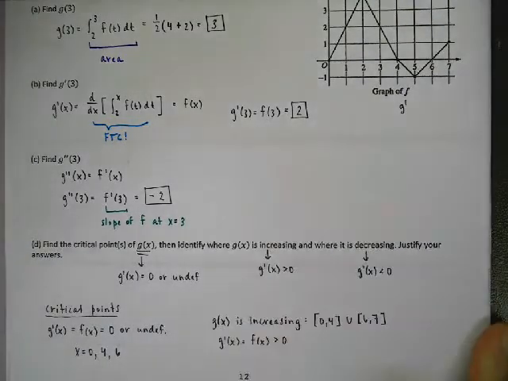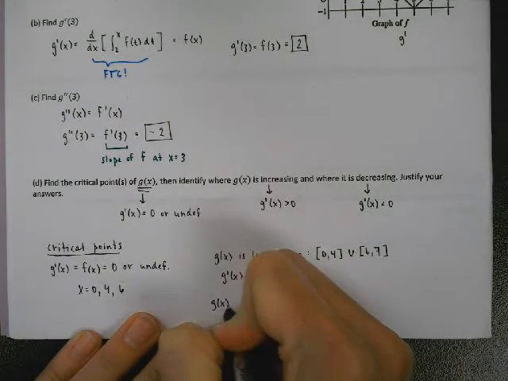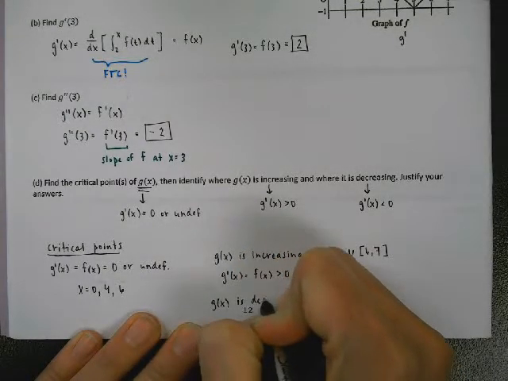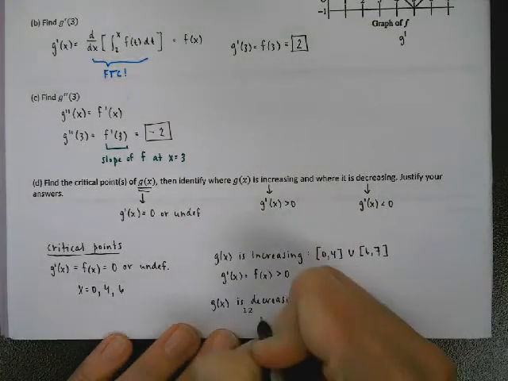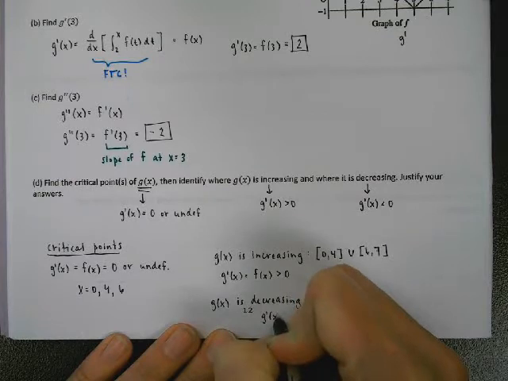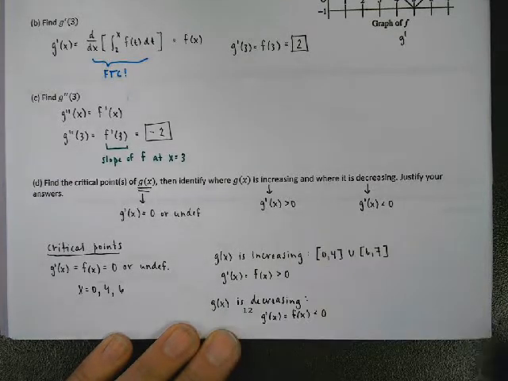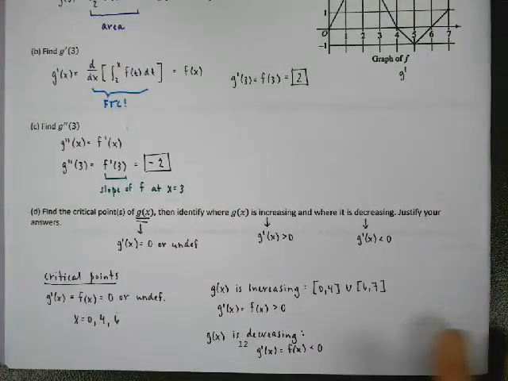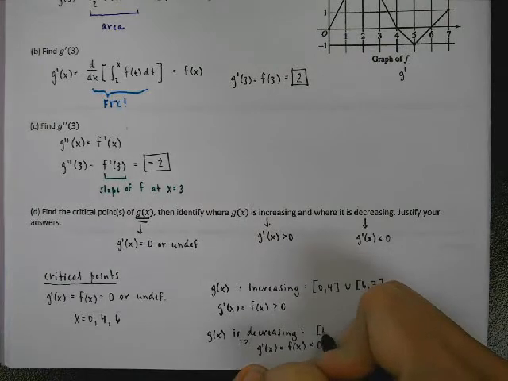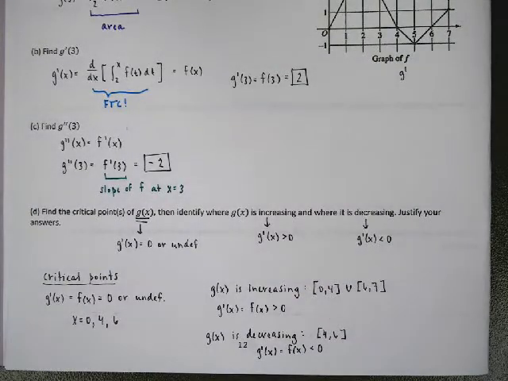Okay, then the last piece is where g of x is decreasing. In this case, we know that's where g prime of x, which is equal to f of x, is less than 0. And again, looking at the graph, we can tell pretty quickly that's going to be on the interval from 4 to 6. All right, so those are basic questions we can be asked. We're going to go on to the next page.